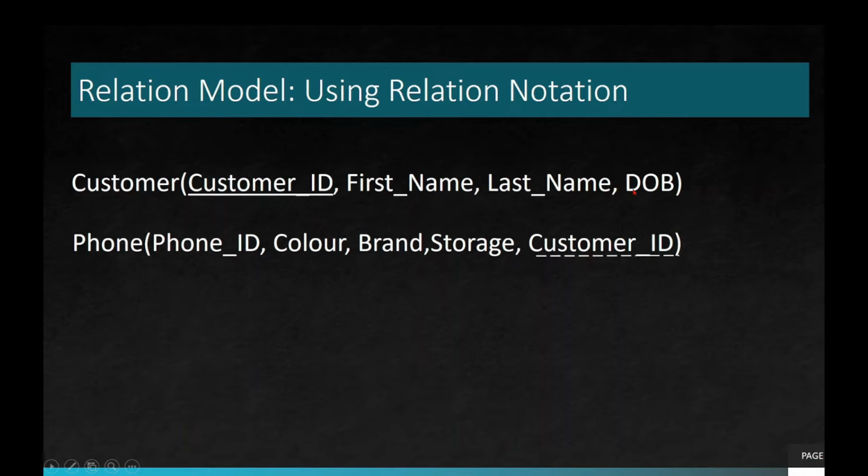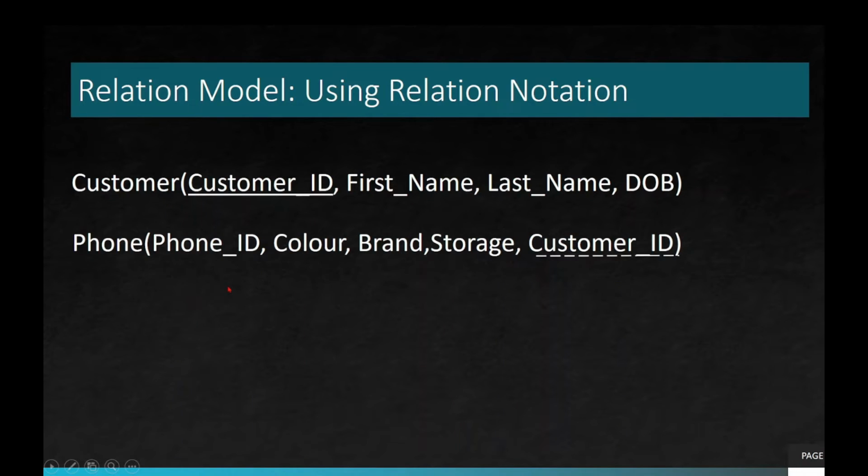Now the order doesn't matter. However, it's important that you underline your primary key with a full unbroken line. Now if you look at the phone entity, you'll see that we have the customer ID. In this case, it's a broken line which denotes the foreign key. So it is used to reference a customer in the customer entity.